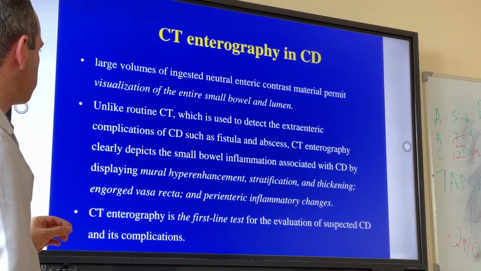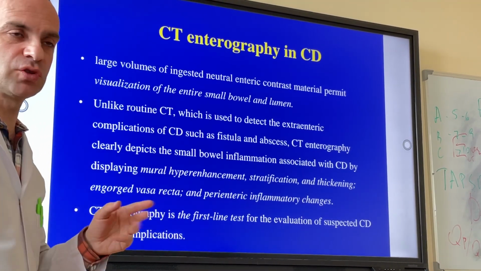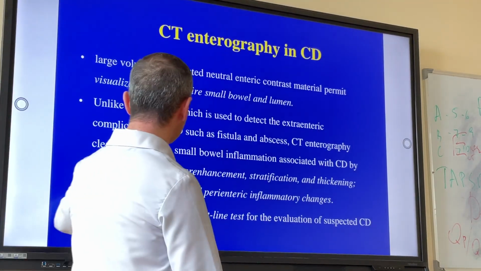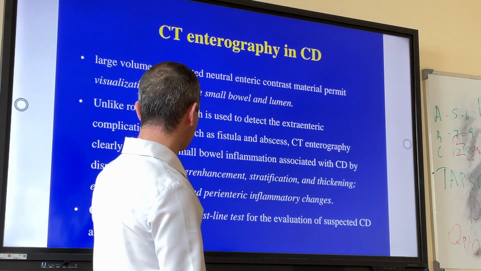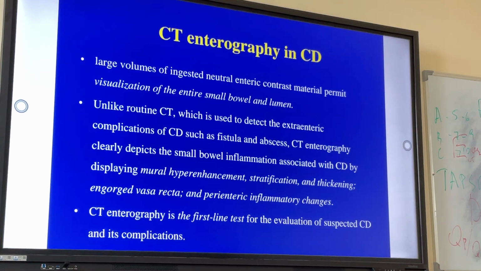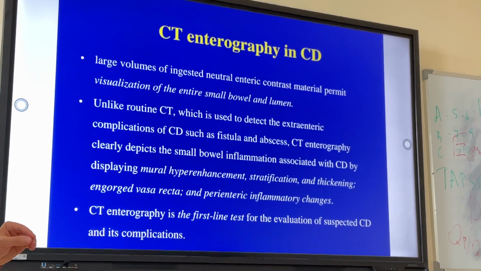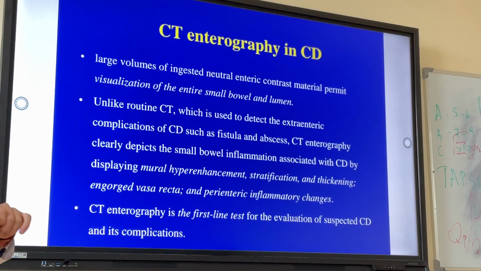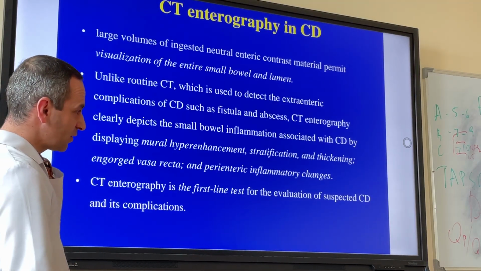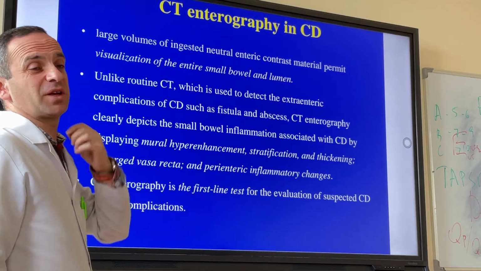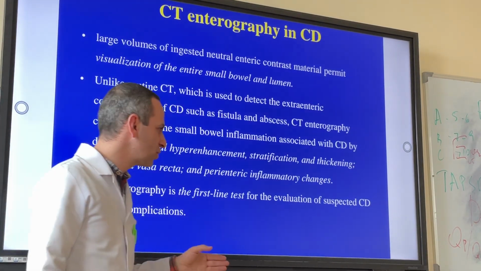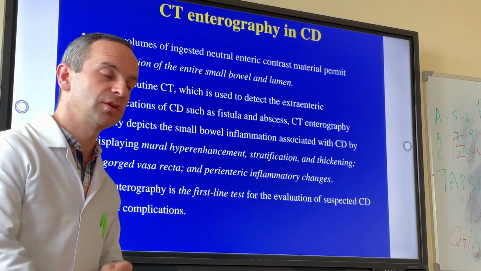Unlike routine CT, which is used to detect extra-enteric complications, because without contrast we may see just fistulas and abscesses, CT enterography clearly depicts small bowel inflammation associated with CD by displaying mural hyperenhancement, stratification, and thickening. So it's more sensitive than without contrast. It also shows engorged vasa recta and perienteric inflammatory changes, like perianal fistulas and so on. CT enterography is the first-line test for the evaluation of suspected CD and complications.